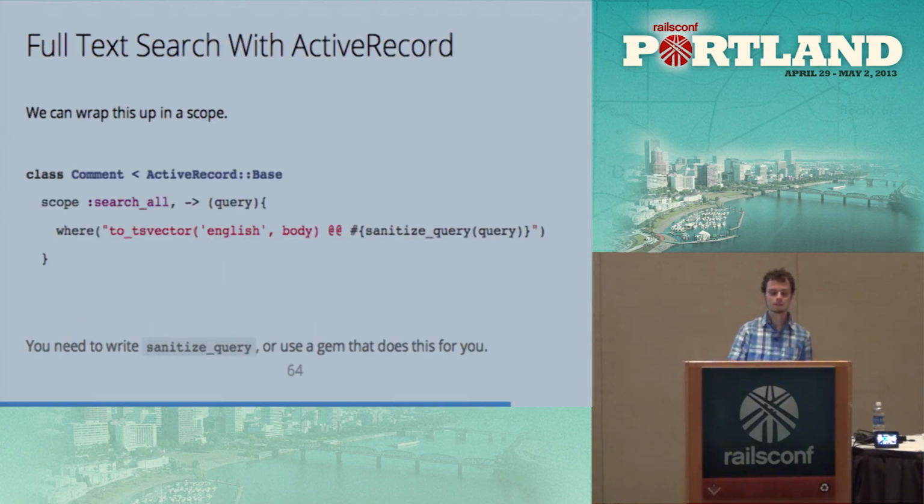Now, how can we use this in ActiveRecord? I'm sorry, it's obvious. We're going to wrap this up in a scope. And it's going to look just like the SQL that I showed you. So we're going to prepare a comment's body with the English search configuration. Then we're going to search it for something that I sanitized on a different slide because the definition's way too long to show here. If you want to see it, come and talk to me. You're going to need to write that sanitized query or find a gem that does it for you.